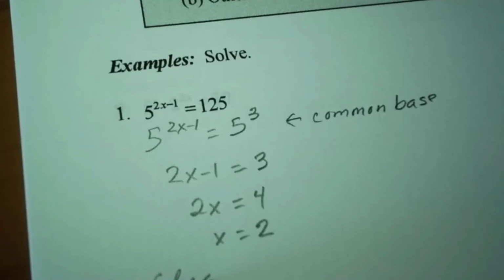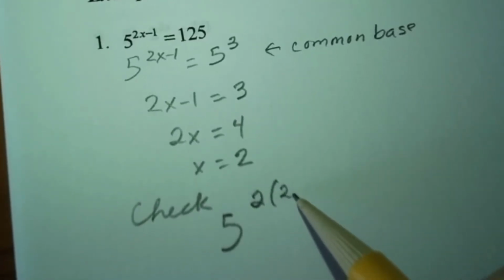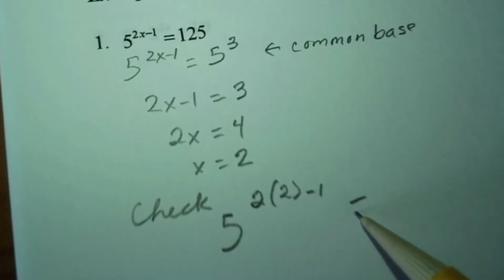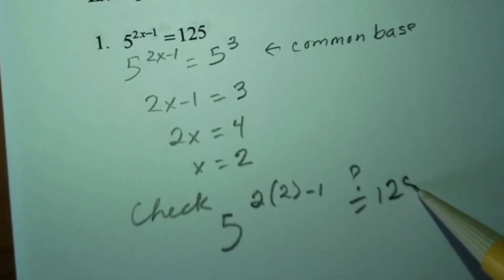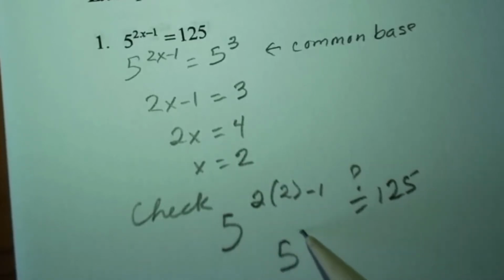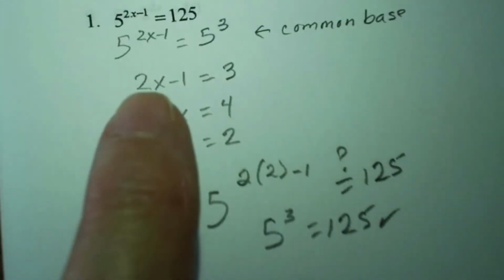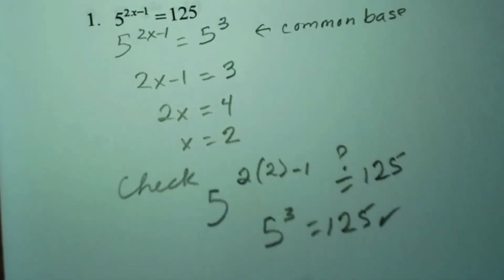So let's check that while we're here. So 5 to the 2 times 2 minus 1, and we're going to check to see if we get 125. And here we get 5 to the 4 minus 1, which is 5 cubed. And that checks because that is 125. So the solution to problem number 1 is x equals 2.